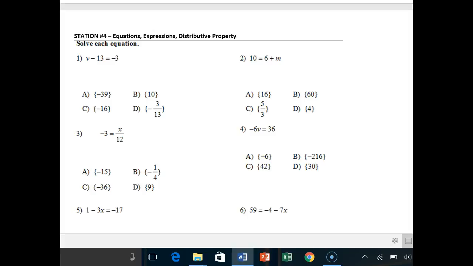All right, station 4, equations, expressions, distributive property should be very familiar since we just did inequalities. So all we're doing on one step is adding 13. Please use plus signs. Remember your integer rules. That's v is equal to -3 plus 13. That's a different sign. Subtract, keep the sign that has more. So 10 is your answer.